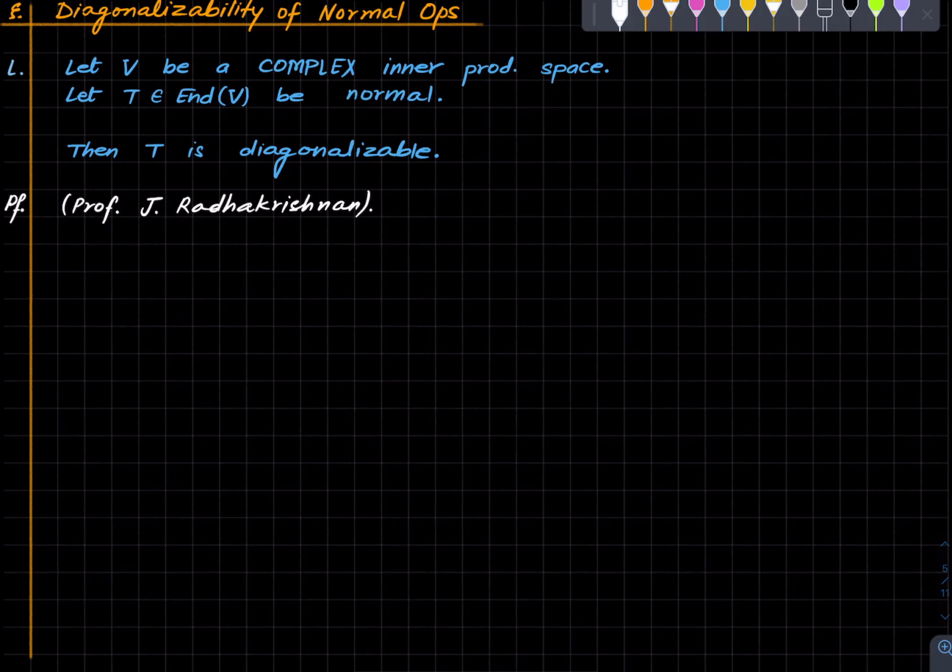Right, so let's see what is the proof. So we will show that the minimal polynomial of T splits into distinct linear factors. That is how we will go about this. So let Mx be the minimal polynomial.